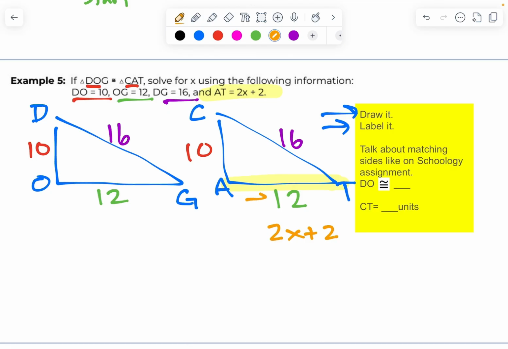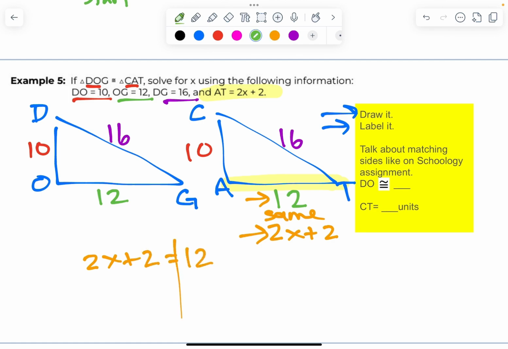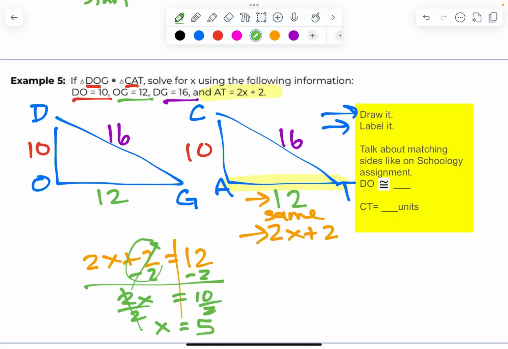So it's this, and it's also this at the same time, which means they are the same. And if they are the same, they are equal, and we can write that as a statement. We can say 2x plus 2 is the same as 12. And then from here we solve. First step, minus 2 on both sides. 2x equals 10, divide by 2, x equals 5. So our x is going to be equal to 5.